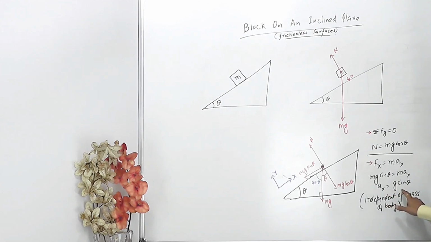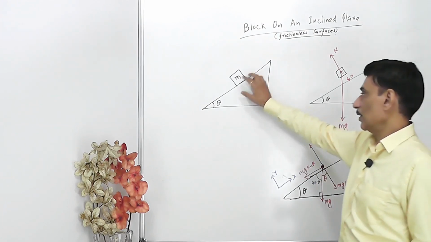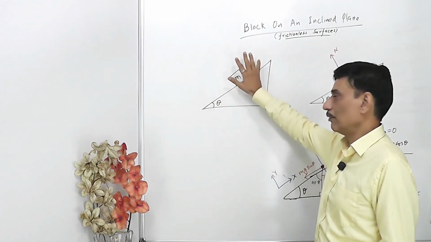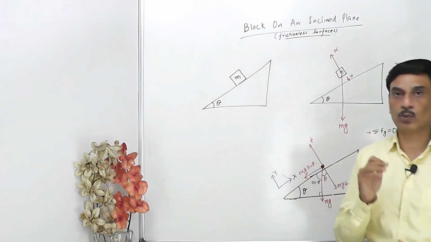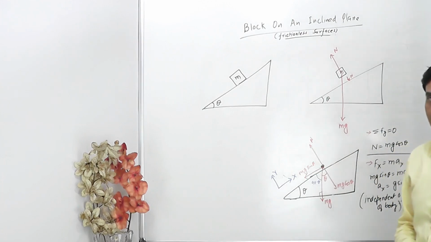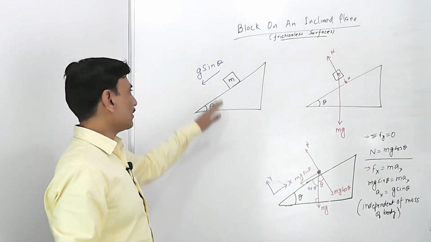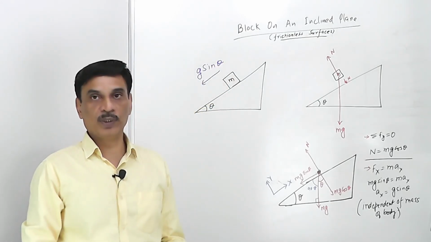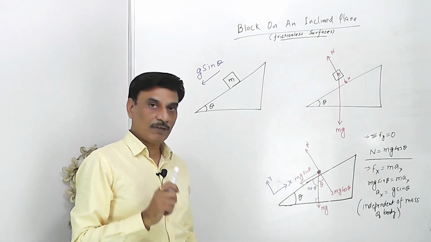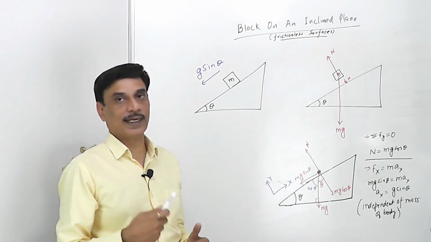Over here we see that the acceleration comes out to be independent of mass. It means if its acceleration at this particular angle is 2 meter per second square, then whether you put a body of mass 2 kg or 20 kg or 200 kg, the acceleration will remain the same. Acceleration comes out to be independent of the mass of the body. So the acceleration of this body this way is going to be g sin theta, provided the surfaces are frictionless. If friction is there, this value will get altered.